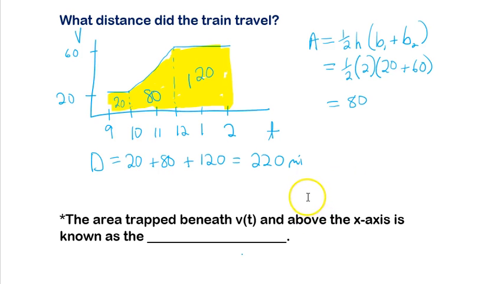Okay, so with this now we're going to learn a vocabulary word. The area that is trapped between the velocity graph and above the x-axis is now going to be known as the integral. So that's going to refer to that specific area. So new vocabulary word there.